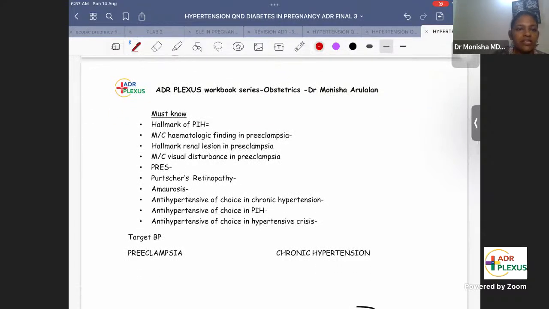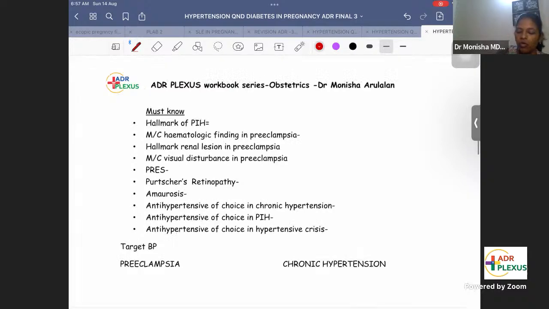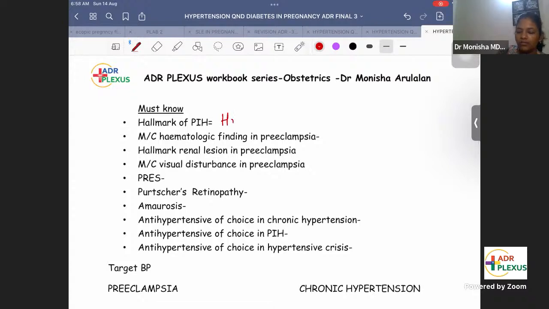So, must know, please answer these questions. What is the hallmark of PIH or pregnancy-induced hypertension? I have already mentioned what is the hallmark. Hemoconcentration. Hemoconcentration is the hallmark of PIH, which is the most common hematological finding that you see in a preeclampsia. Remember, it is thrombocytopenia.